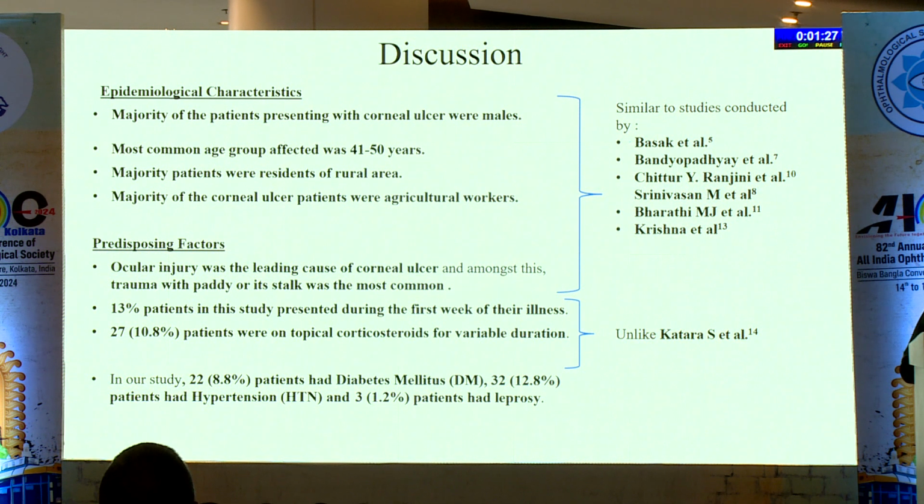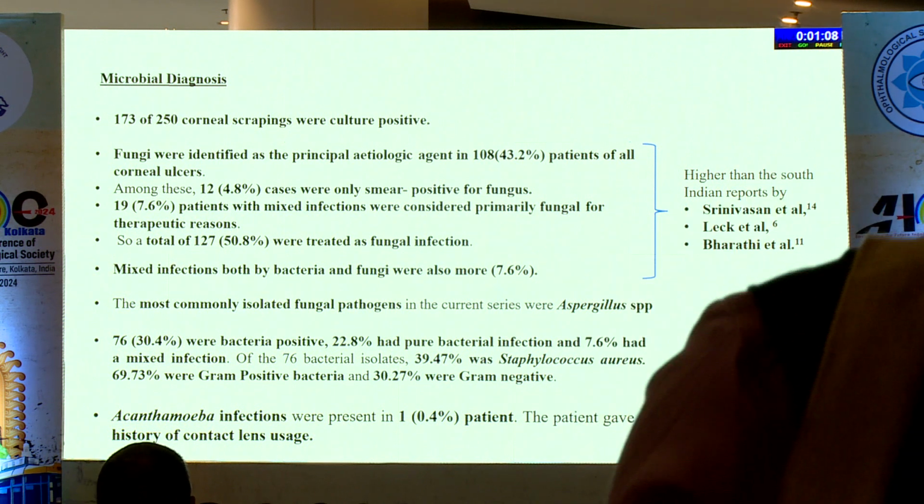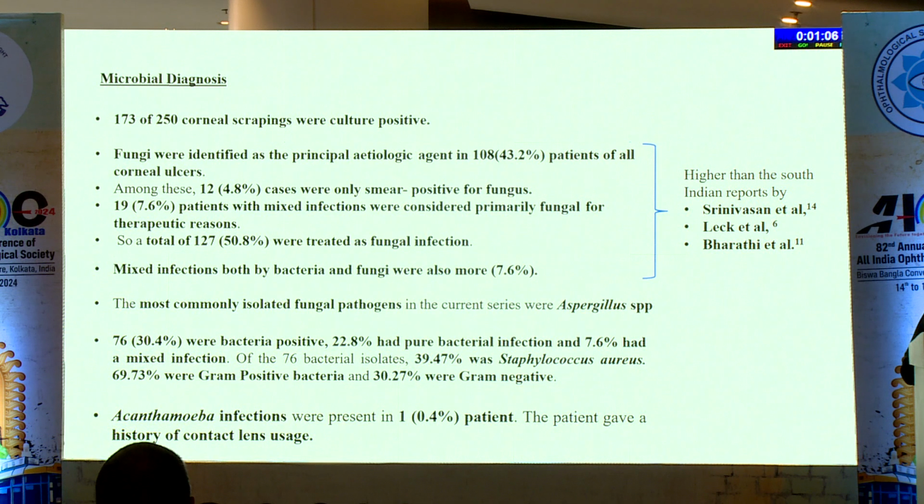Two findings which were significantly different in our study were that 10.8% of patients were on topical corticosteroids, which was higher as opposed to other studies, and few patients presented in the first week of their illness. Mostly in our study, patients presented late. Fungi were identified as the principal etiological agent in 43.2% of patients, and the most commonly isolated fungal pathogen was Aspergillus.